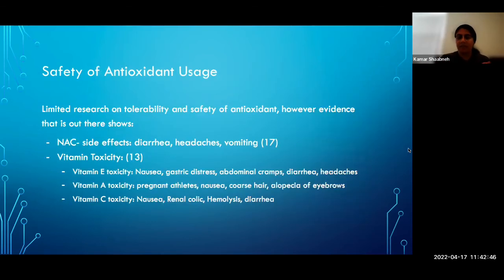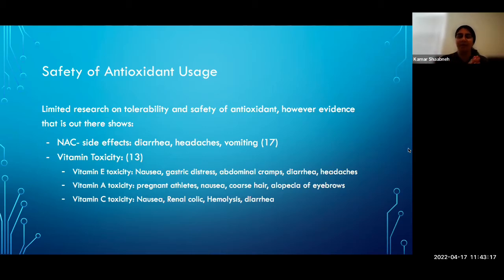So when looking at safety, this is also limited. They were mostly looking at the safety of the vitamins. So the vitamin toxicity, every vitamin has toxicity, especially E, A, and C. They all kind of relate to each other. So vitamin E toxicity is nausea, gastric distress, abdominal cramps, diarrhea, and headaches. Vitamin A toxicity is a higher toxicity that many people do know. So you have to specifically be looking out for pregnant athletes.